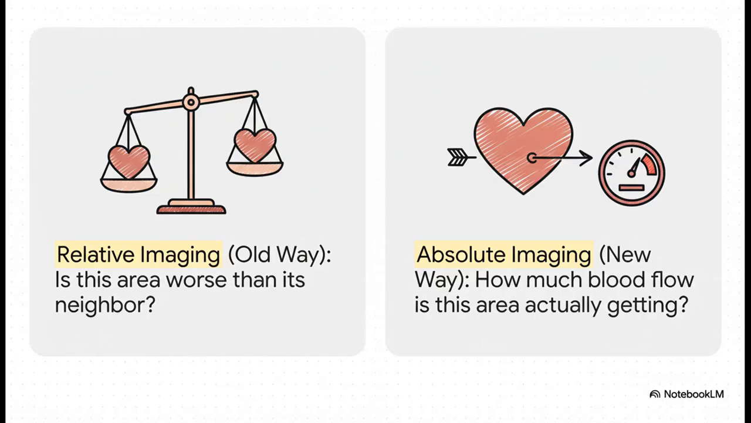This right here nails the fundamental shift. The old question was all relative. Is this spot worse than the spot next to it? The new question, which we can now answer thanks to Quantitative PET or QPET, is absolute. It's how much blood flow is this area actually getting? We're not just comparing neighbors anymore. We're getting a precise, objective number for every single part of the heart.